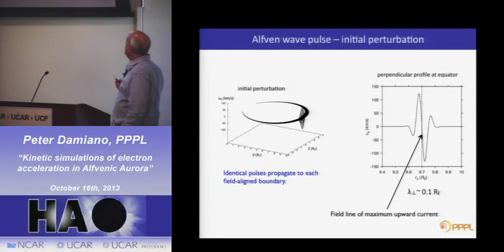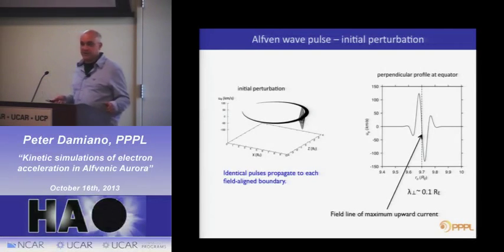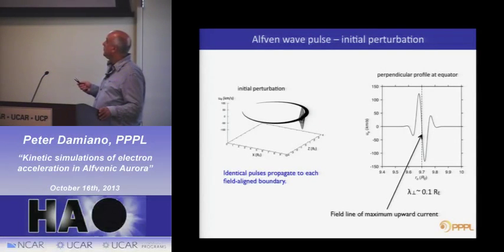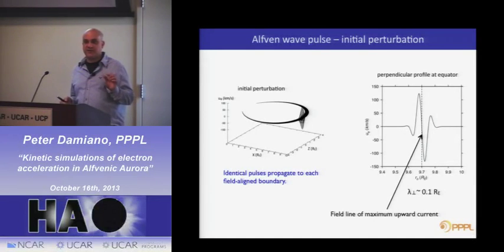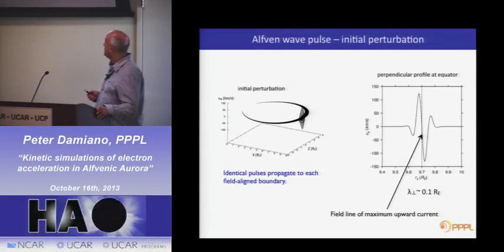This shows you the perpendicular profile in the equatorial plane, and it's very narrow, on the order of 0.1 Earth radii. When you map that down to our ionospheric boundary at present, which is at an altitude of 1 RE above the surface of the Earth, this becomes a perpendicular resolution on the order of 5 kilometers, which is on the order of the electron inertial length in the simulation.